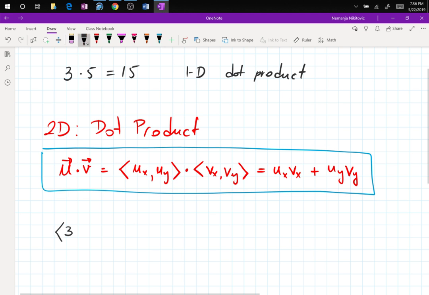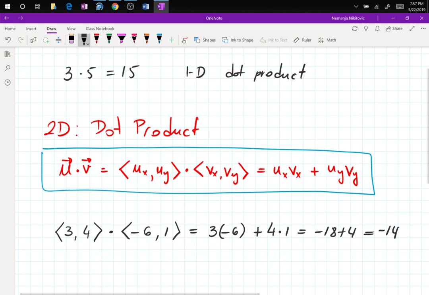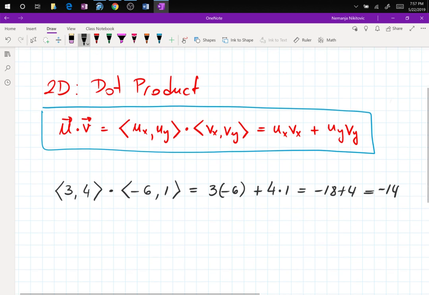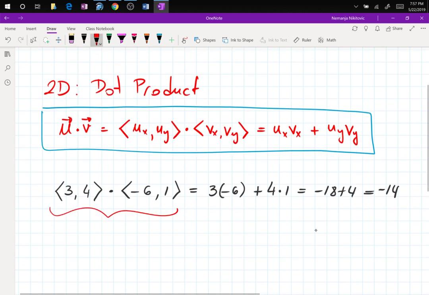Say you have a vector 3, 4 to multiply with -6 and, I ran out of numbers, 1. So you would have 3 times -6 plus 4 times 1, which would be -18 plus 4, for a total of -14. So I'm going to write this in blood over here. Input, vectors, output, scalar, a number.